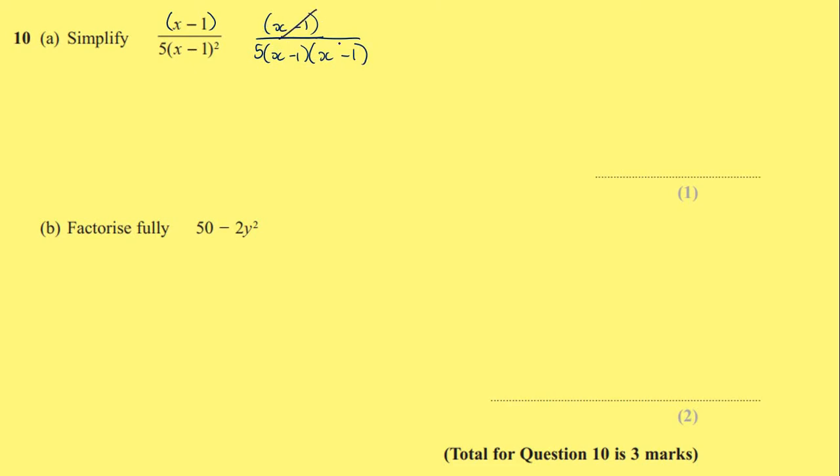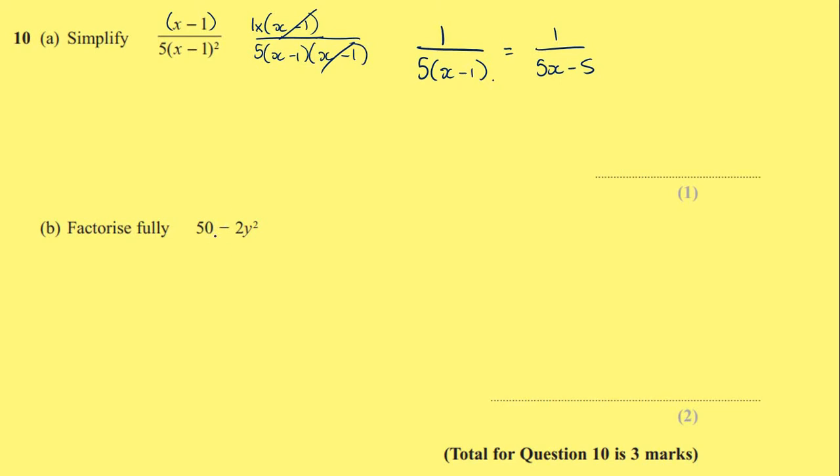Now what I can do is I can cancel that off and that off. So we'll get 5 lots of x minus 1 in the denominator. We actually have a 1 here in the numerator. There's one lot of x minus 1 on the top. It's not going to be blank, it's not going to be 0. If it was 0, then the whole thing's 0. Wouldn't make any sense. Now you can leave it like that, or you can expand it and give me 1 over 5x minus 5.